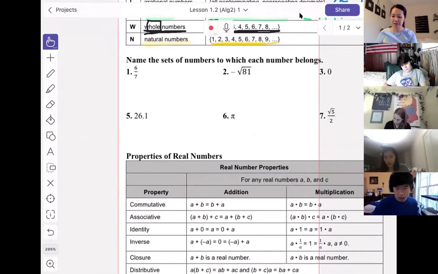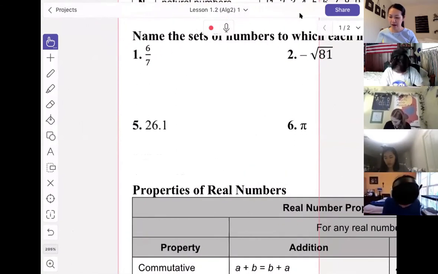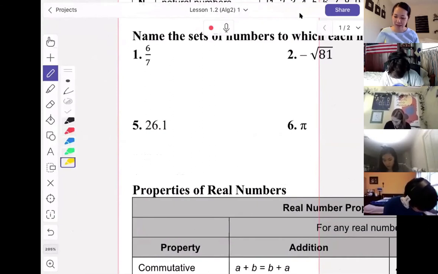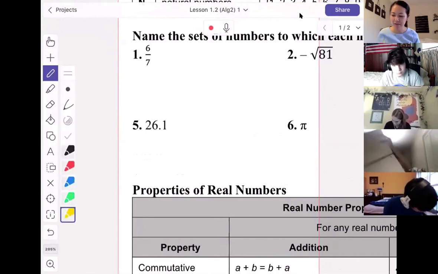All right. Let's get into it then. Here we go. So number 1, we have 6 over 7, and we want to write the sets of numbers to which each number belongs.